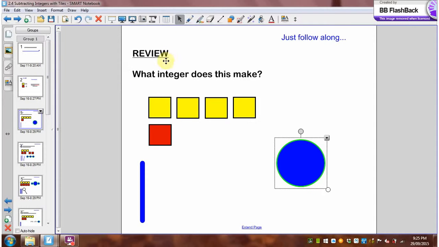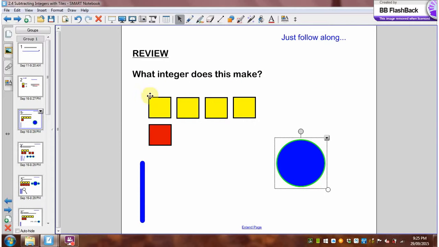Another little review. Just follow along. I want you to ask yourself, what integer does this set of tiles make? What integer does this make? By now you should be able to look at that and give me the answer. Take a second, look at that, see if you can get it.